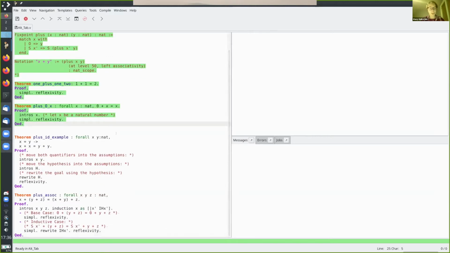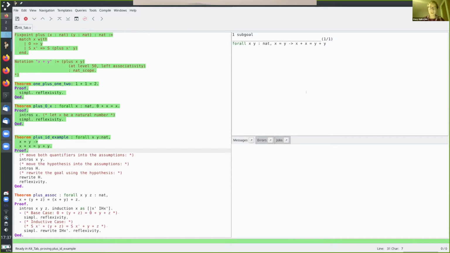Here's a slightly more challenging example. This theorem, plus ID example, says that for all x and y natural numbers, if x equals y, then x plus x equals y plus y. So this is an example of a proof where we have an implication. If we have x is equal to y, then the statement x plus x equals y plus y must hold. Okay, so let's start our proof script.